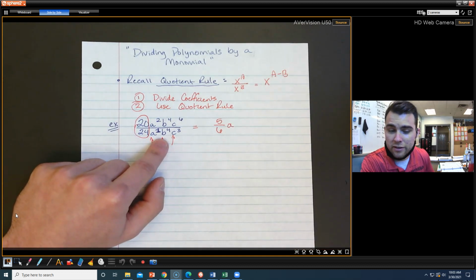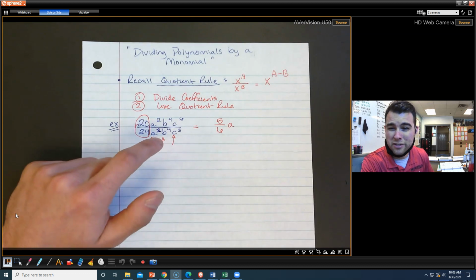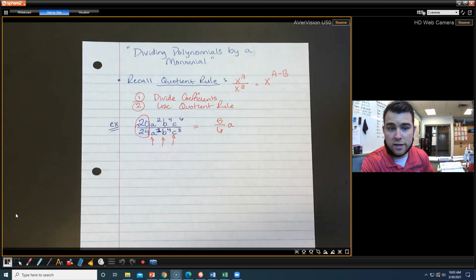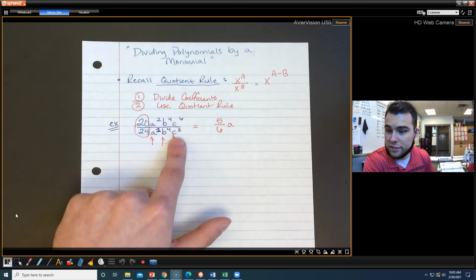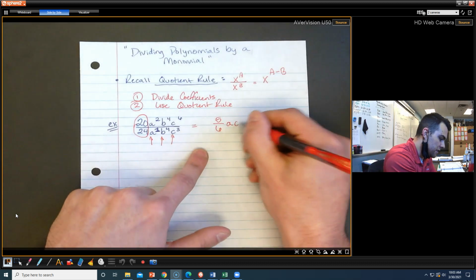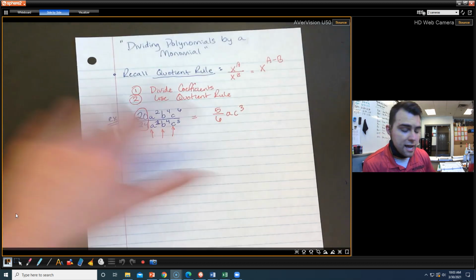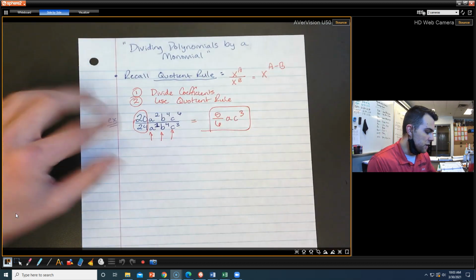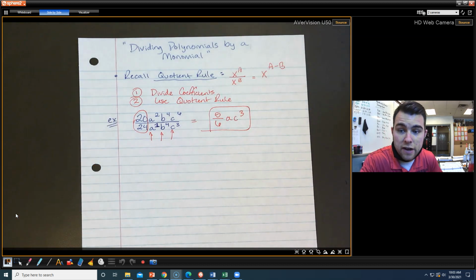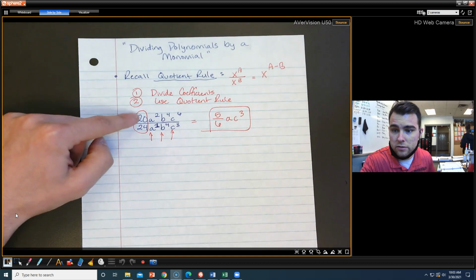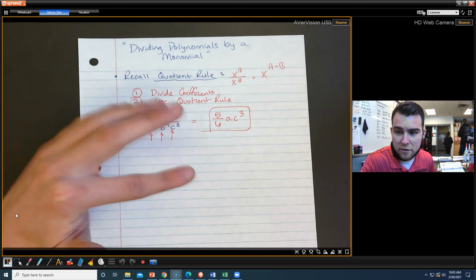b to the fourth divided by b to the fourth, well, those are the same thing. They just cancel out to 1, so they're gone. And then c to the 6 divided by c to the third. 6 minus 3 is 3, so I get c to the third power. And that is what I get when I divide these monomials, right? We haven't actually divided a polynomial by a monomial. This is just kind of a warm-up, all right?